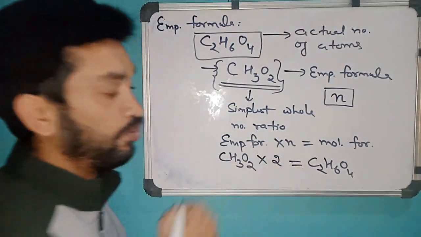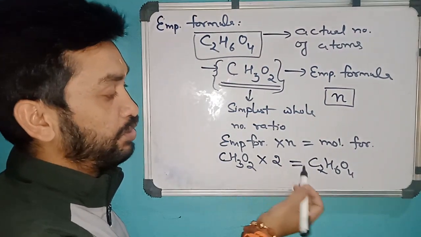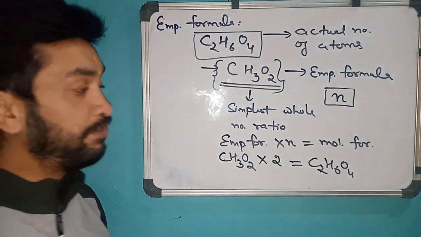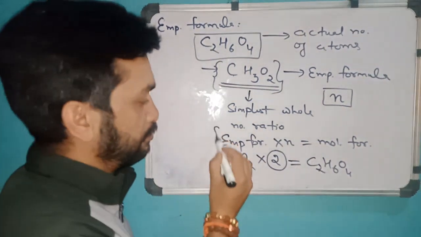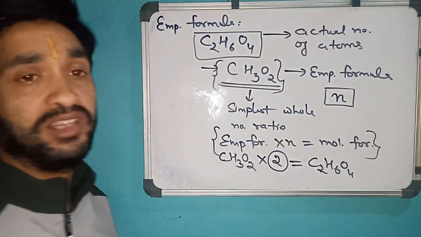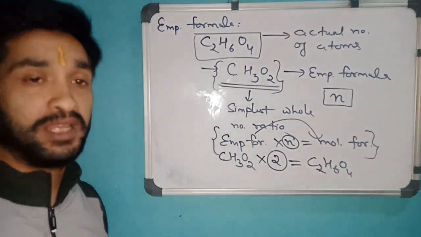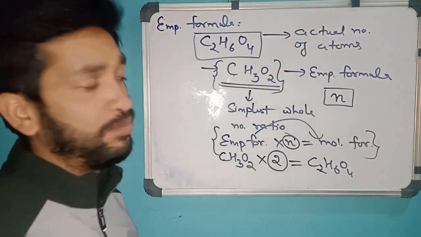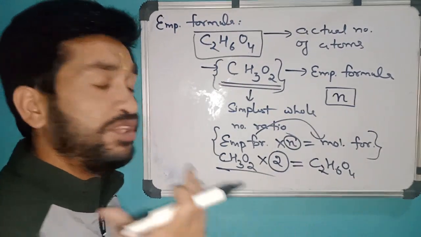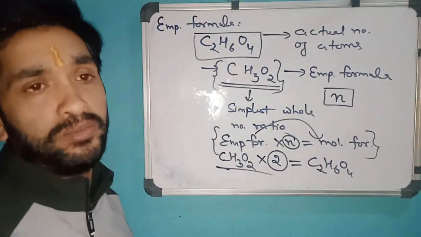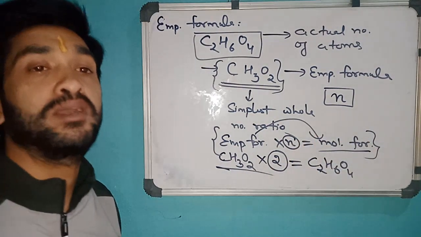Now what number should be placed here? N should be 2, because it will make it C2. 3 into 2 is 6, 2 into 2 is 4. It means the value of N here is 2. Okay, so I have proved by this example that there is something N which gives a relation between empirical formula and molecular formula, and that you can calculate by this method. By this you can calculate the value of N, or they will give you the value of N and they can ask you the molecular formula. Suppose they will give you the value of N and the molecular formula, and then they will ask you what should be the empirical formula.